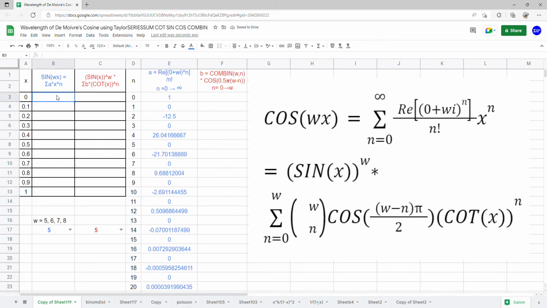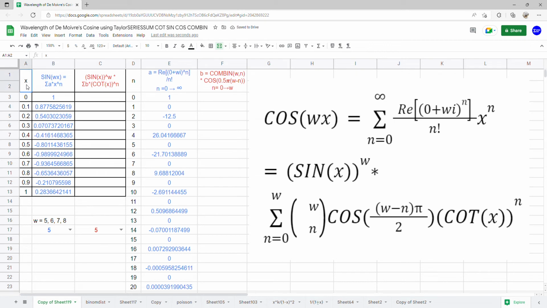Now we can complete the first Taylor series expansion, which is array formula, SERIESSUM of the x values raised to the power n, where n starts from 0, incremented by 1, and the coefficient will be this range. That's the coefficient a. And we continue with the expansion.